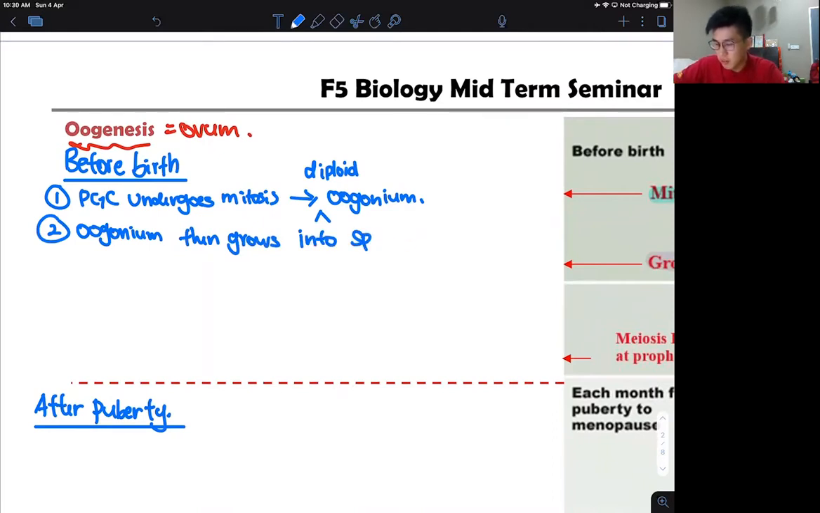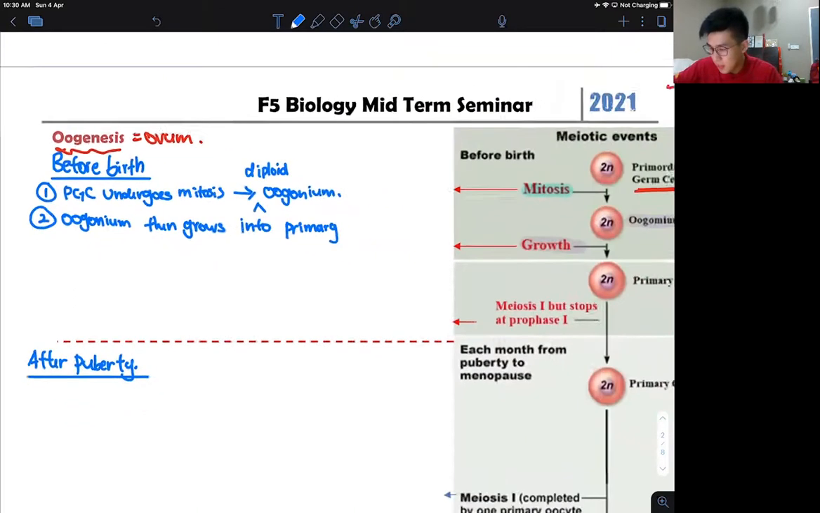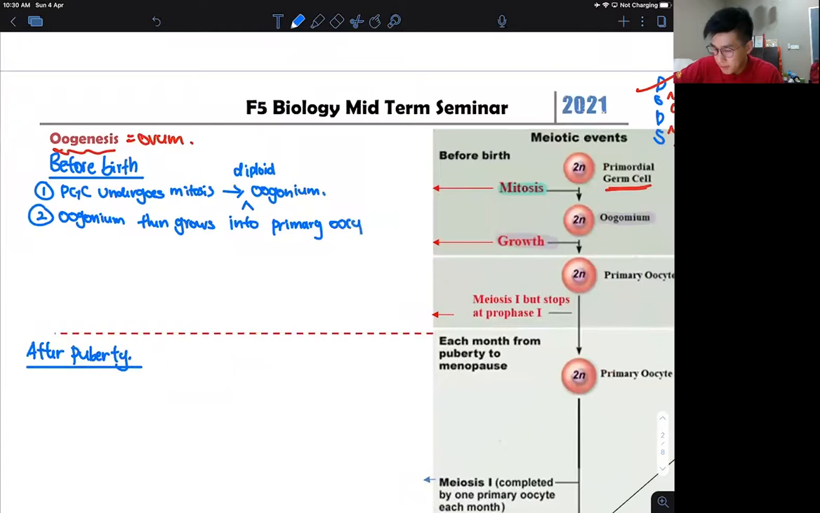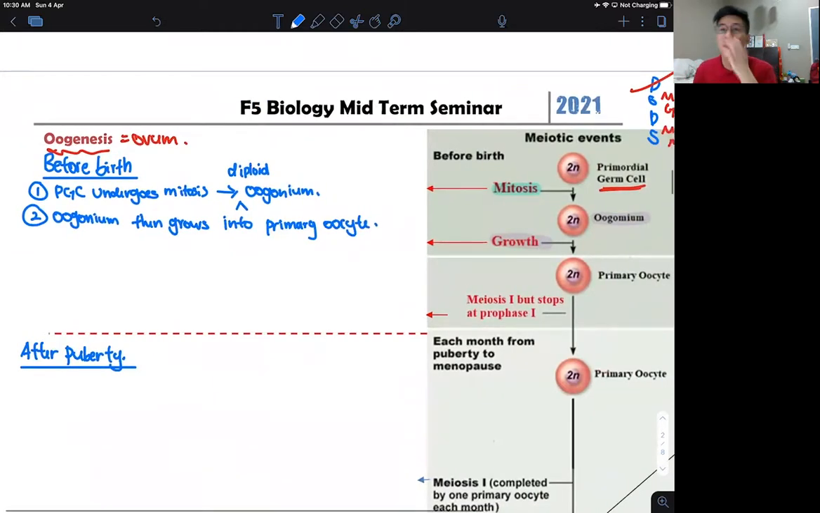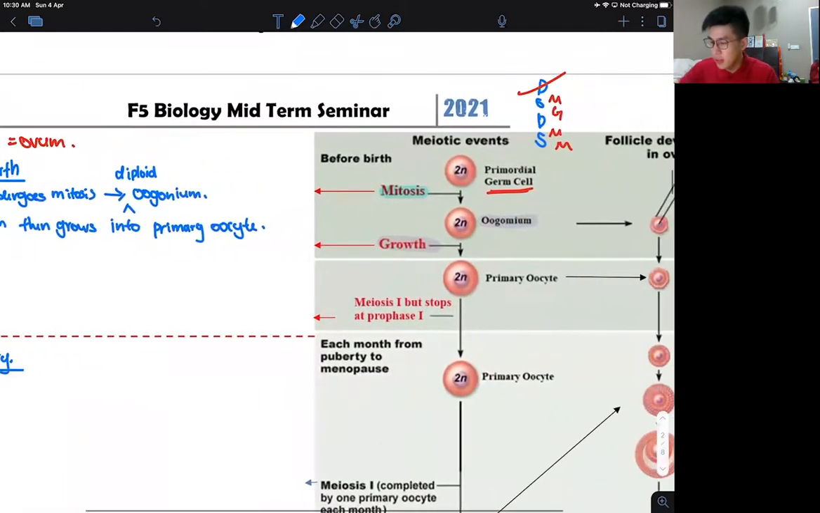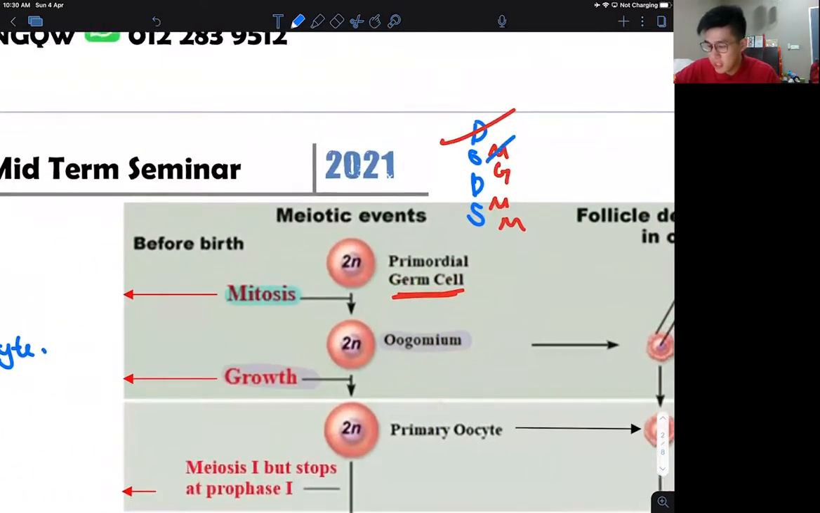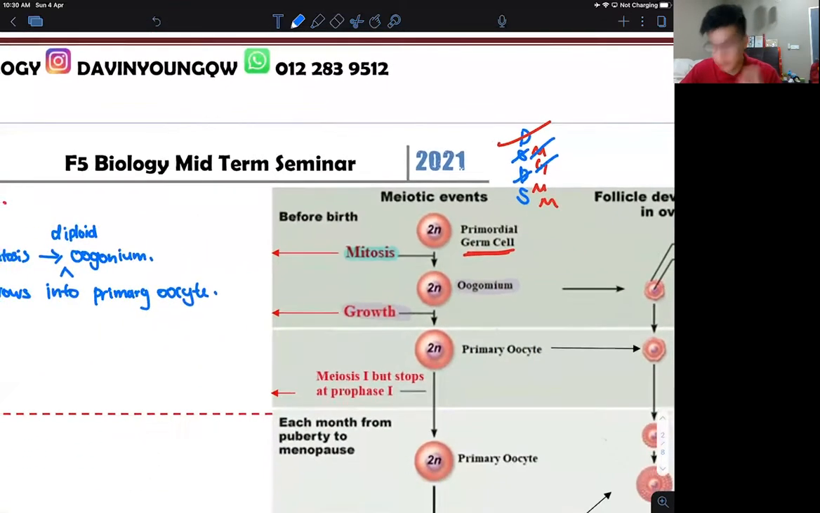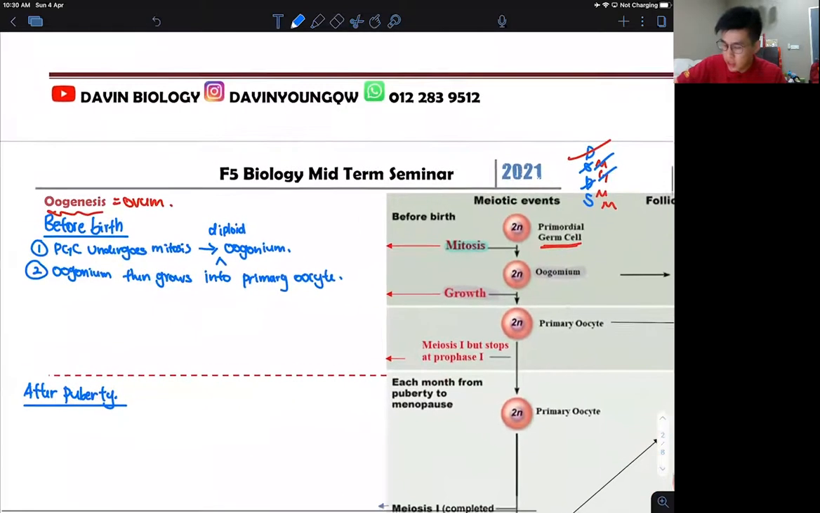What's sperma again? Primary oocyte. Yeah. Oh shit. Okay, can correct. So now we're done with mitosis, become oogonium, growth become primary oocyte. Sorry, we're kissing spermatocyte. Okay, and once again, I forget again.